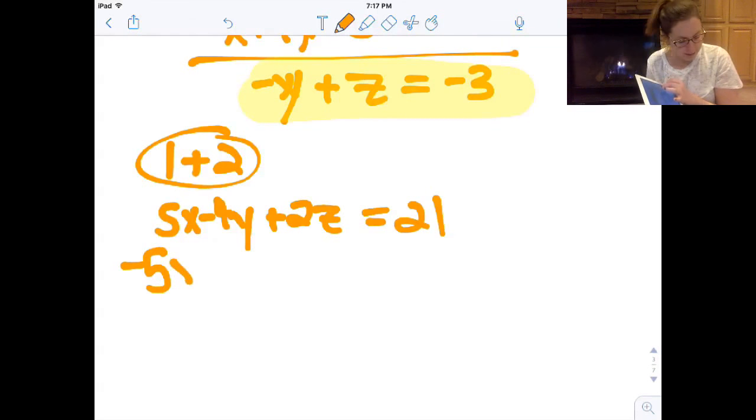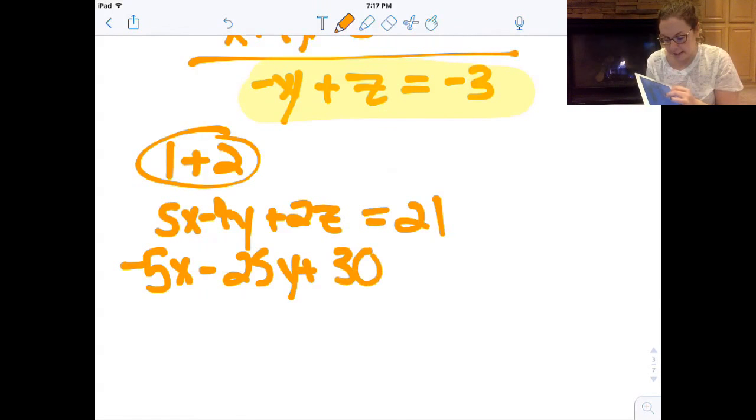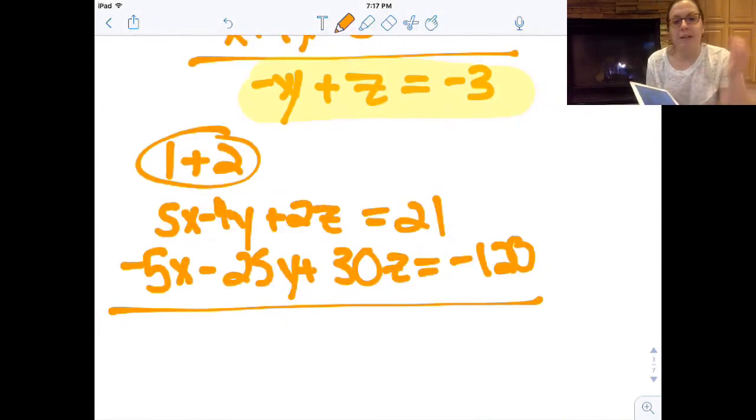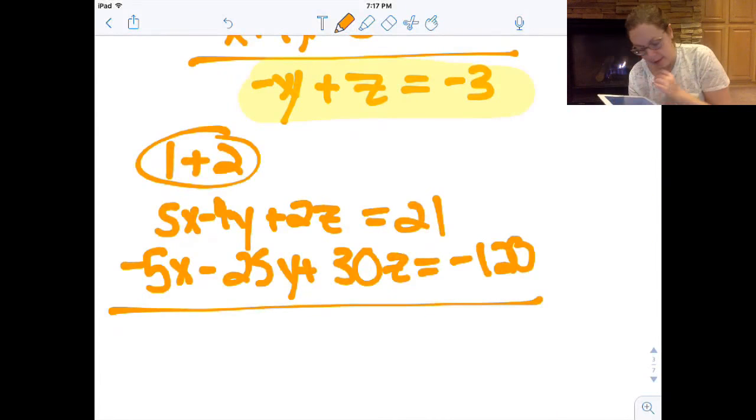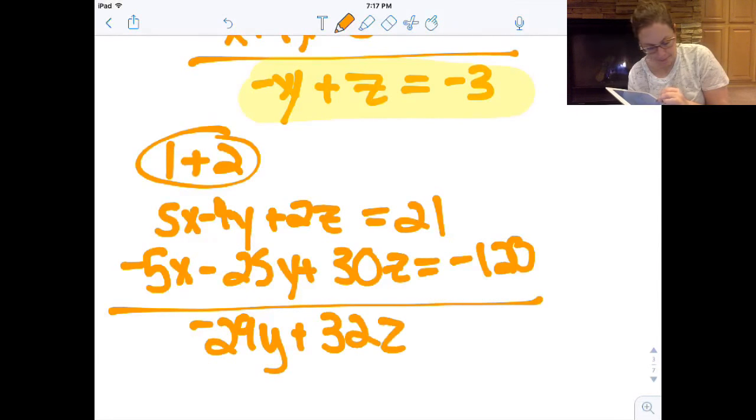And now I'm going to combine those. And notice I eliminated x before, so I'm eliminating x again now. So here this would give me -29y plus 32z equals -99. And that is my second equation. So now using those two equations, all I have here is a system like you would have dealt with in Algebra 1.